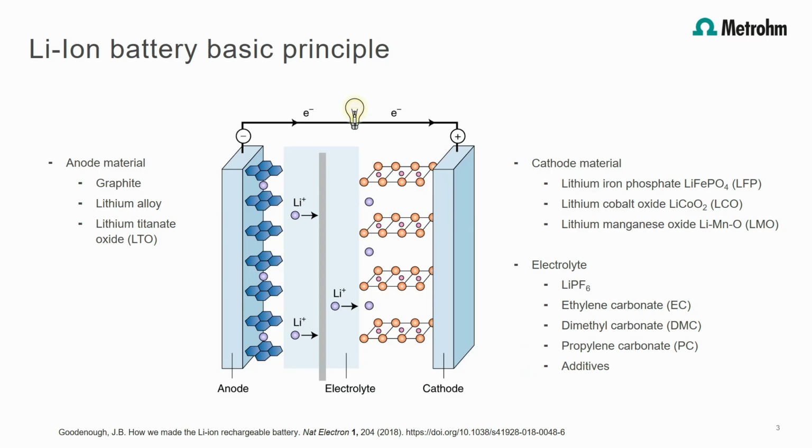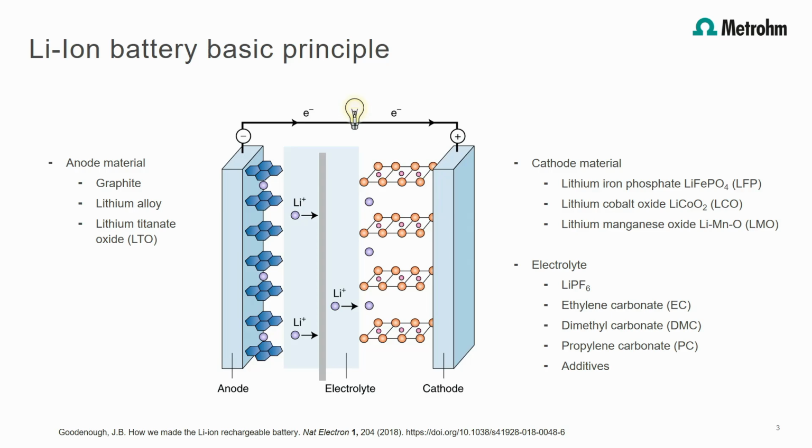The negative electrode consists of a copper foil which is covered by graphite as active material. The positive electrode consists of an aluminium foil which is covered with, for instance, lithium iron phosphate as active material. There are also many other active materials like lithium cobalt oxide, lithium manganese oxide, or lithium titanium oxide, used in commercial batteries, and of course research for new materials is still going on.